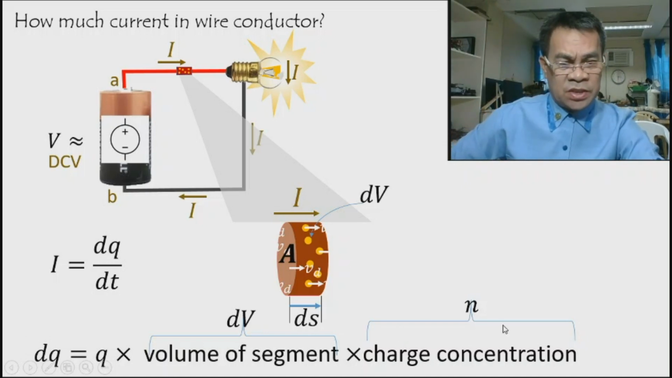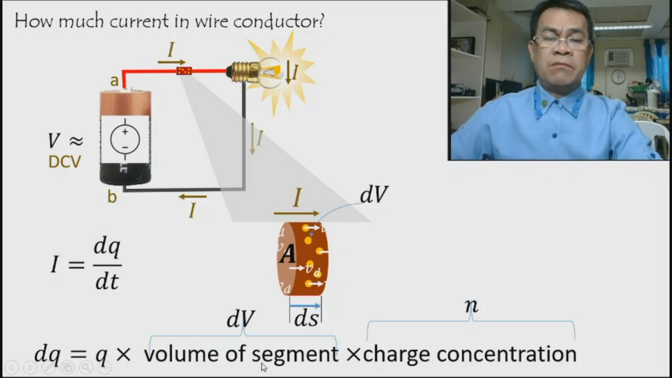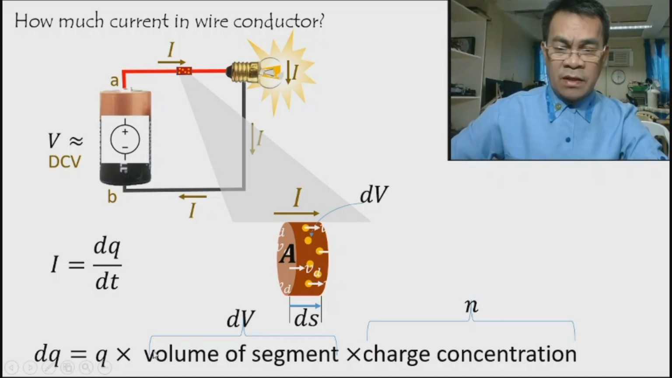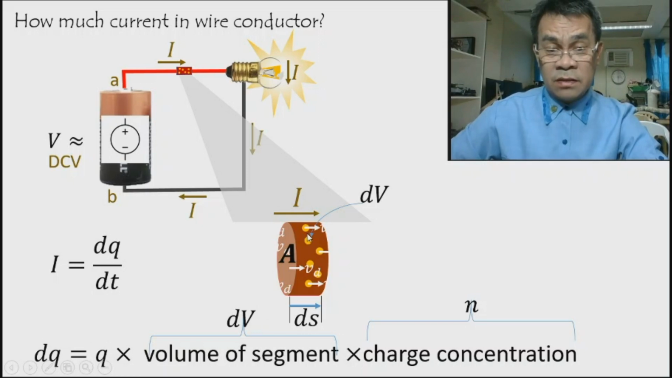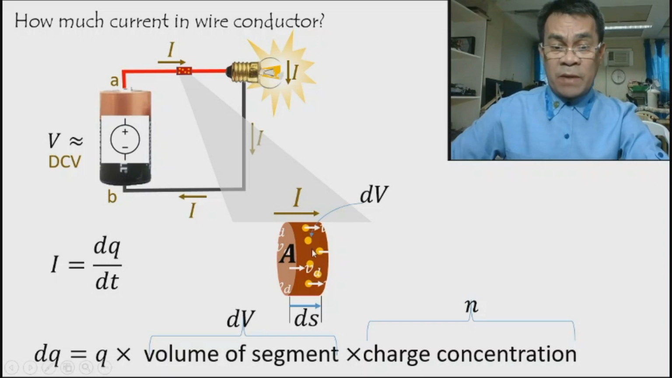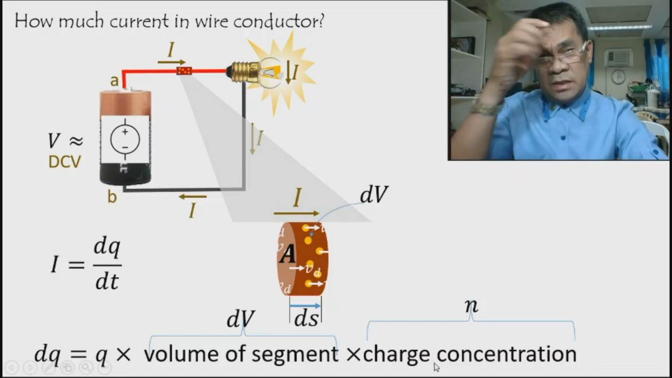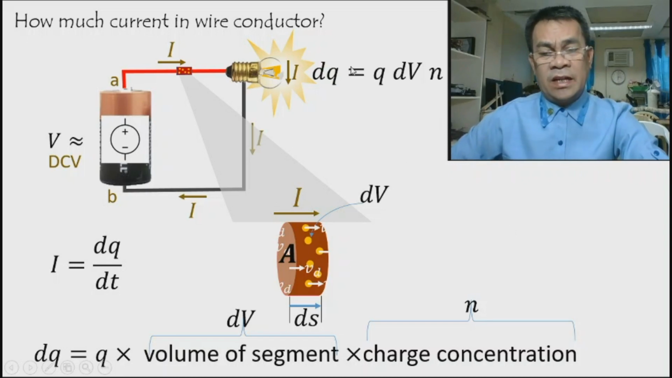If we do not multiply by the charge concentration, and you multiply the charge of the electron only with the volume of the segment, the infinitesimal volume of the conductor, then you will not come up with a unit of charge. We don't know the number of electrons, all we know is the volume of the segment. So you need to multiply the volume of the segment by the charge concentration, sometimes called the density of electrons, the amount of charge per volume.